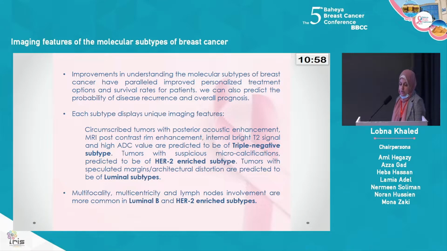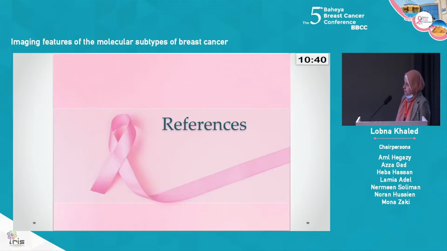Tumors with suspicious microcalcifications are predicted to be of HER2 enriched subtype. Tumors with spiculated margins and or architectural distortion are predicted to be of luminal subtypes. Multifocality, multicentricity, and lymph node involvement are more common in luminal B and HER2 enriched subtypes.